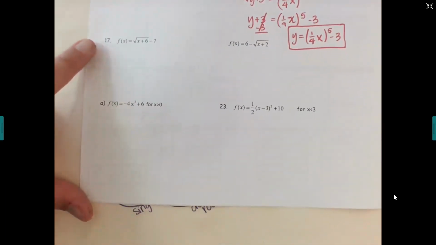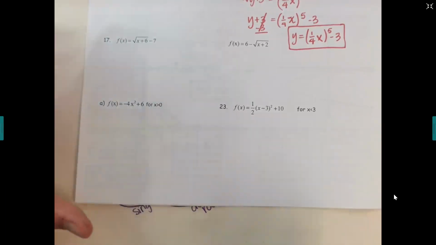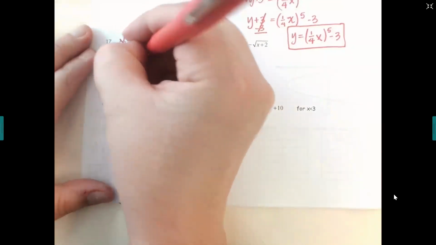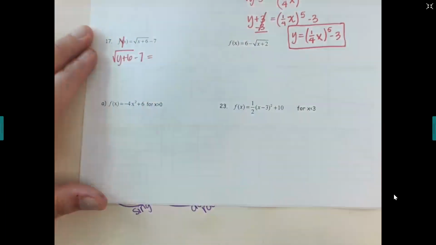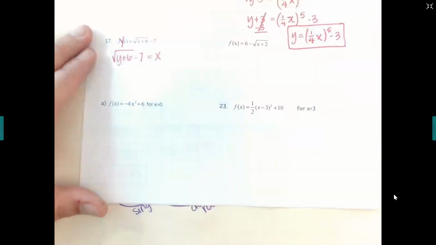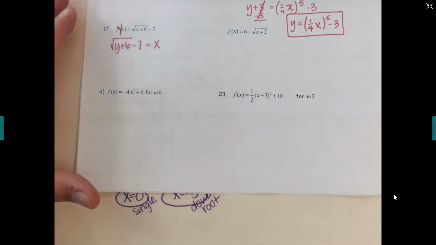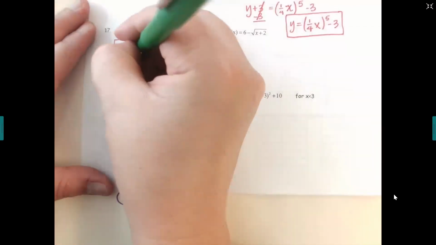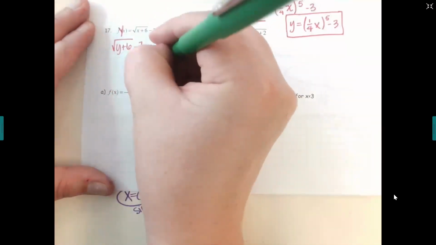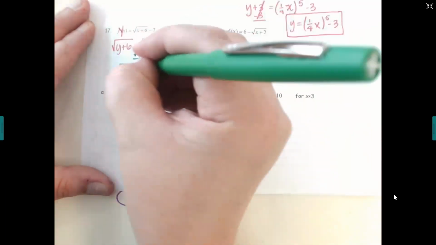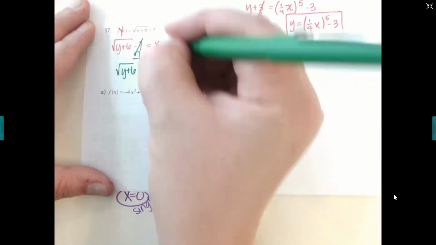Okay, so it says square root x plus 6 minus 7. So I'm going to change that to be square root y plus 6 minus 7. And then instead of a y equals, it's an x equals. What are we getting rid of first? The 7, it's a minus, so I'm going to do a plus. So now I have square root y plus 6 equals x plus 7.